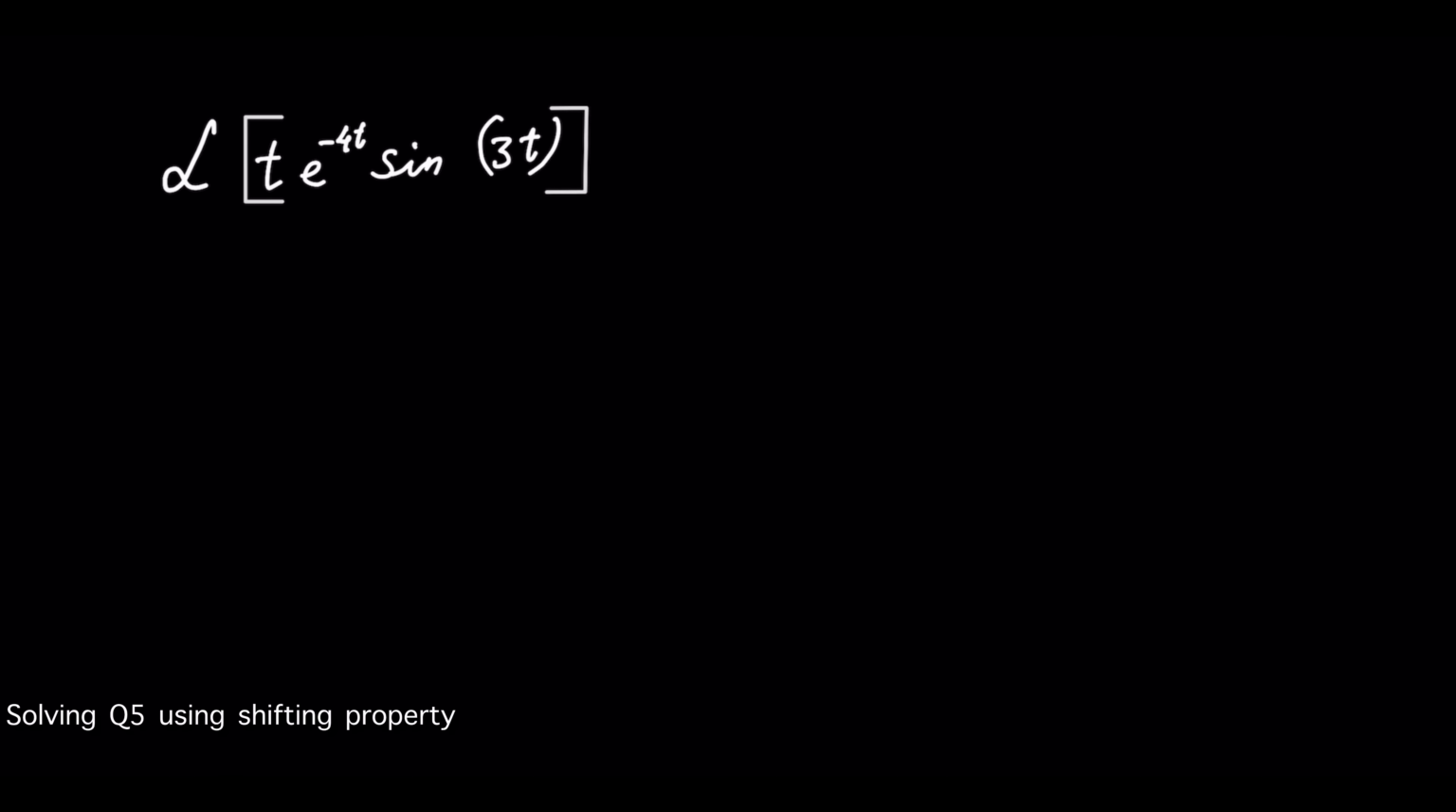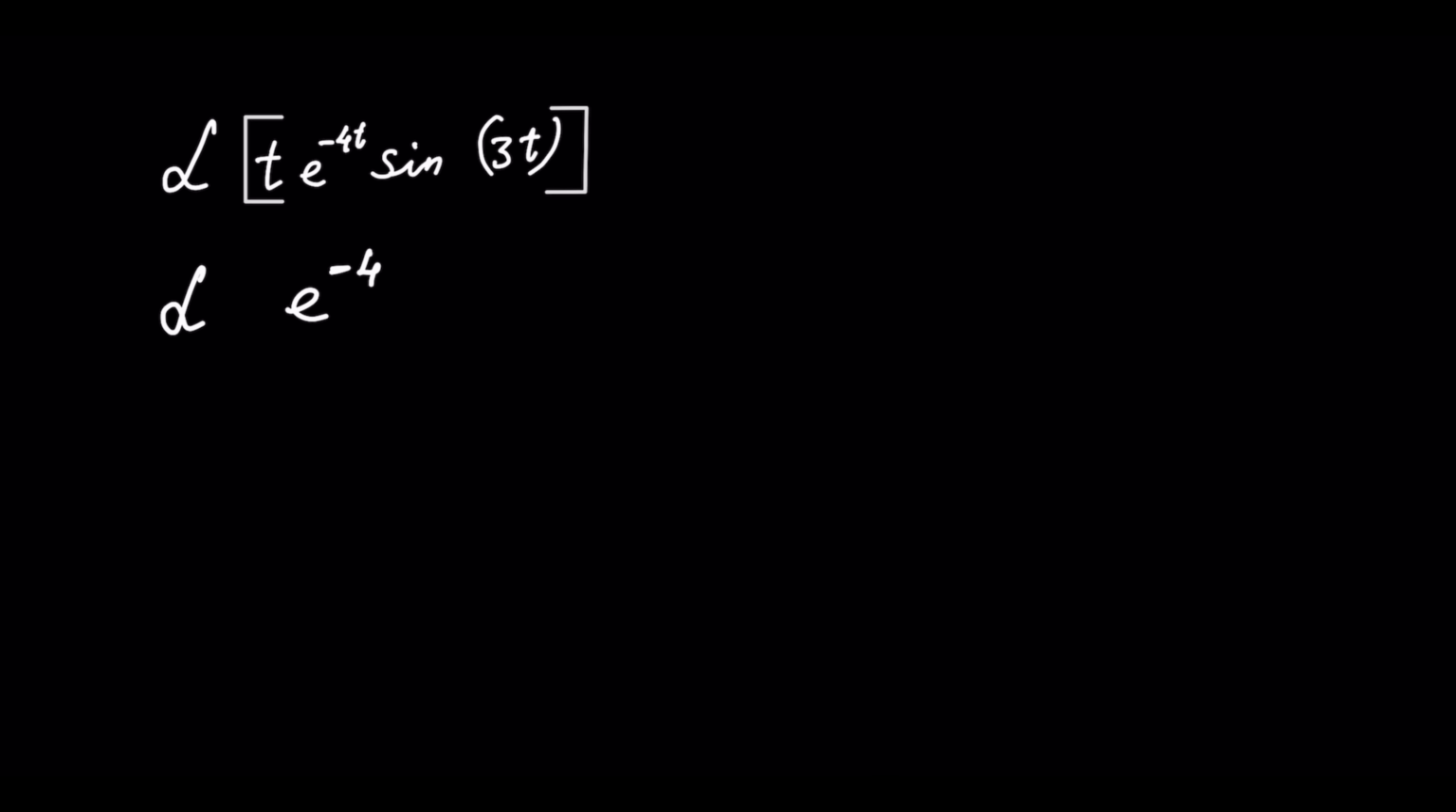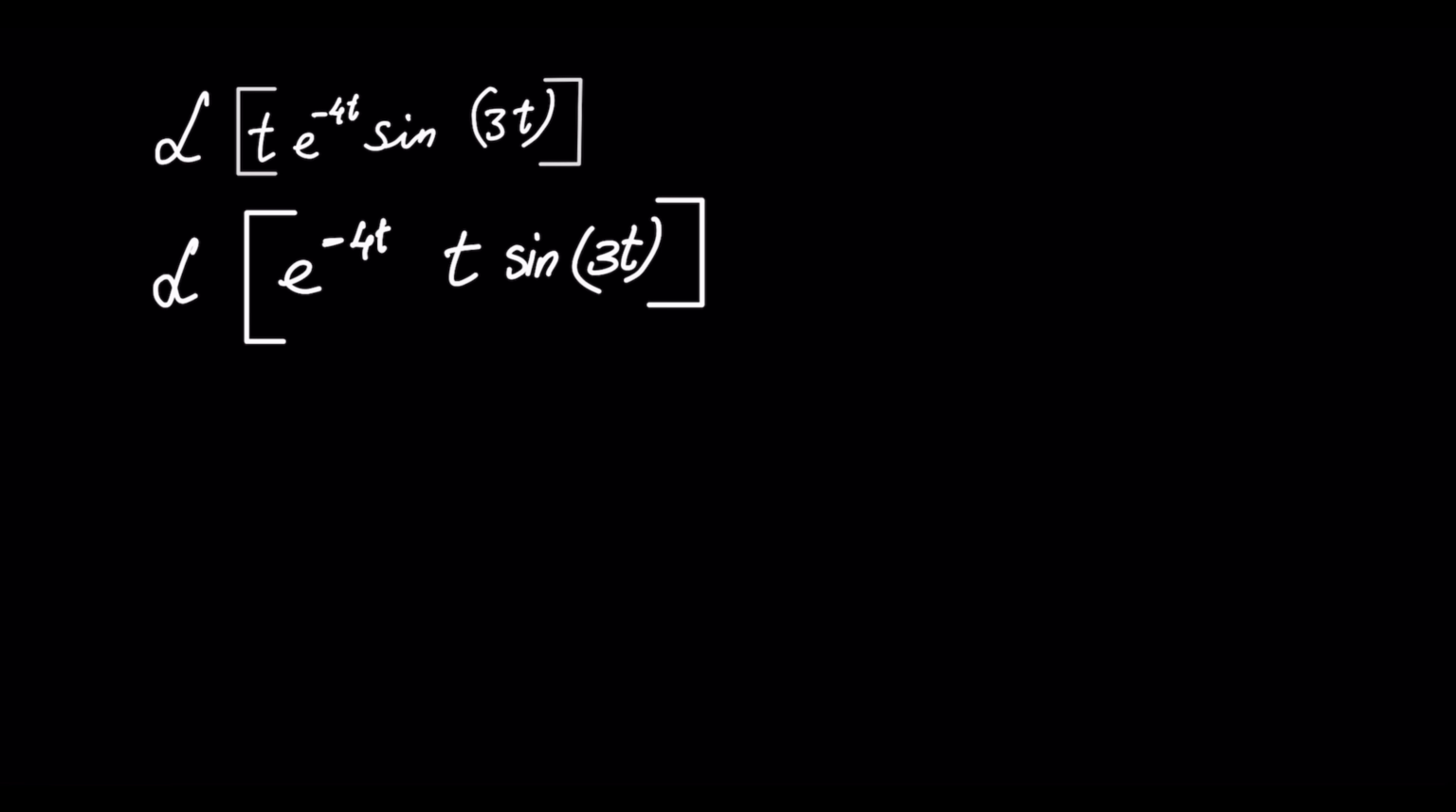Now let's try to solve the same question using the shifting property. In this case, we will be treating t sine of 3t as f of t. So f of t becomes 3 sine of 3t. We will be taking its Laplace transform. Let's rearrange it and write it much more neatly. We will find the Laplace transform of this, and instead of writing e power minus 4t here, we will be writing s approaches s plus 4 outside the Laplace. So let's rewrite it.